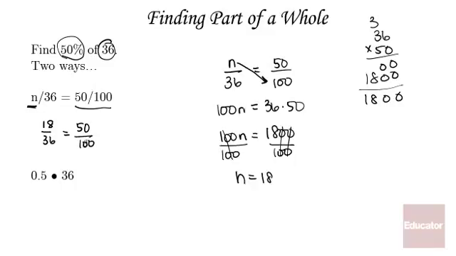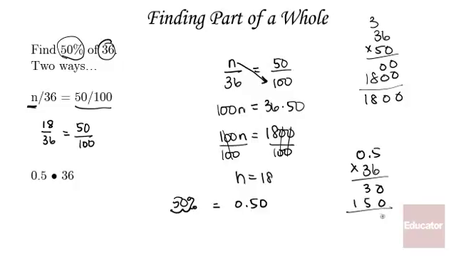Another way to do that is to take 50% and change it into a decimal. This is the method that we used in the last lesson, which is 0.50 or just 0.5, and multiply that with 36, which gives us 18. So there are two ways to find part of a whole. You could create a proportion, looking for the number out of the total 36, relating that to the percentage out of 100, or you could change the percentage into a decimal and multiply that with the number.